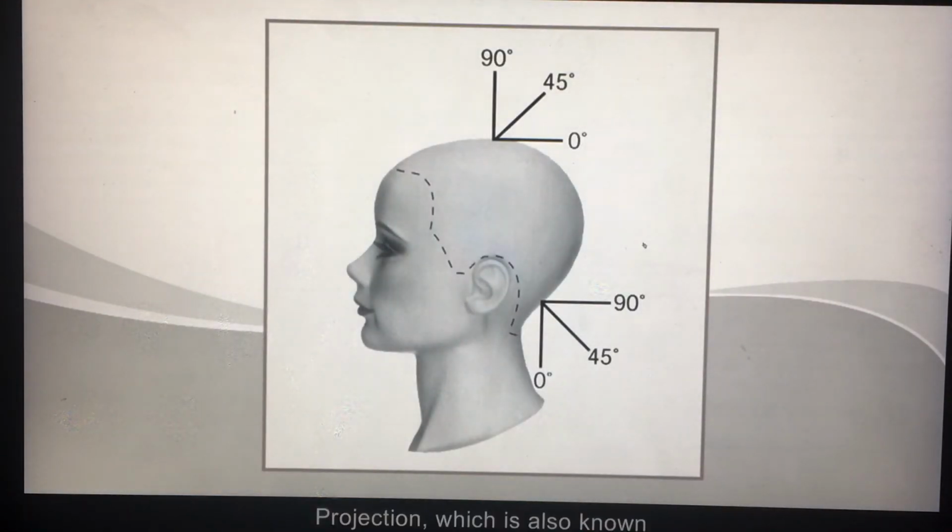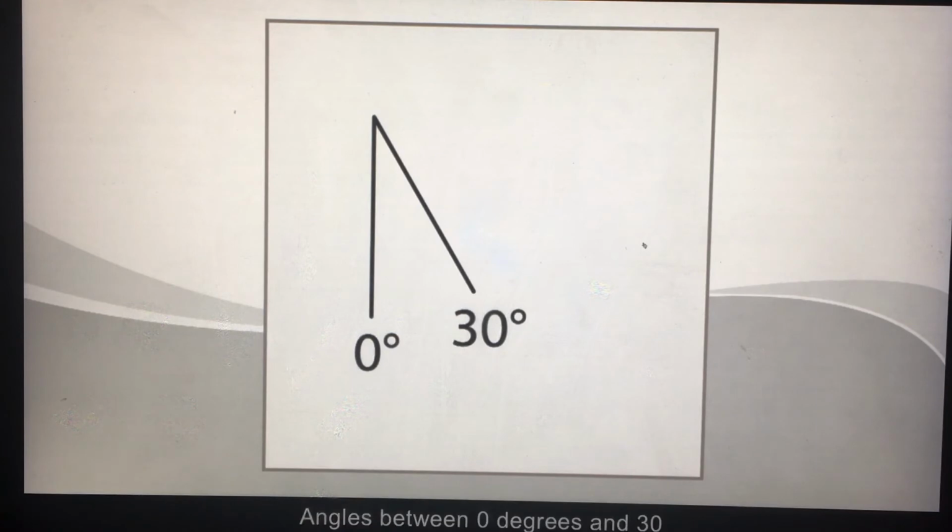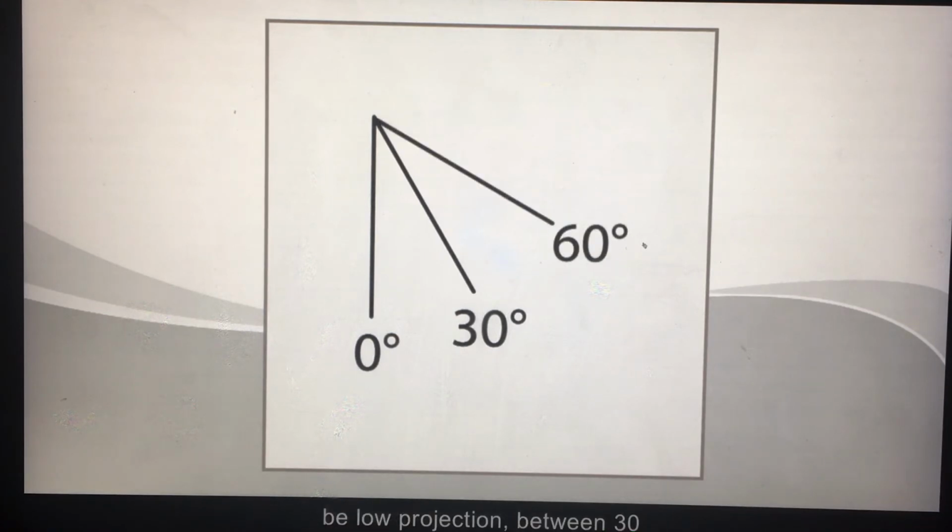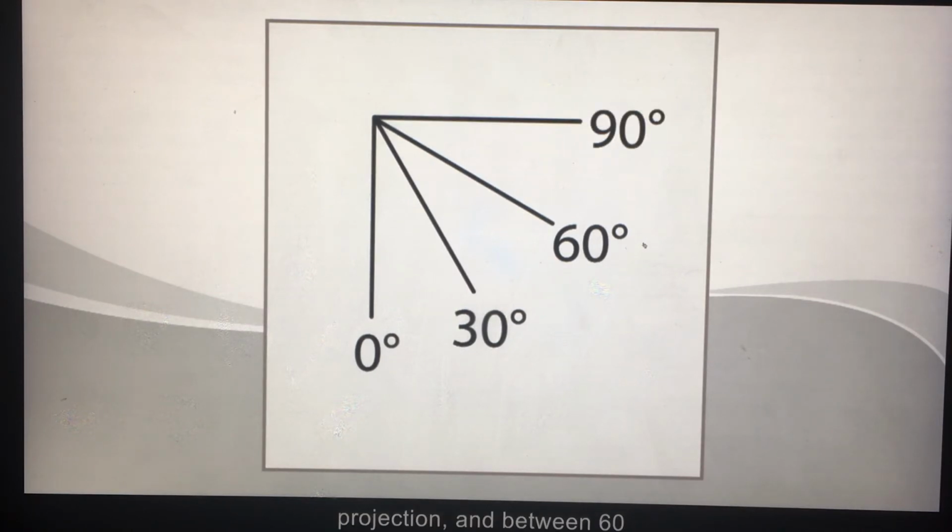Projection, which is also known as elevation, is the angle at which the hair is held in relation to the curve of the head prior to cutting. The most common projection angles used are 0 degrees, 45 degrees, and 90 degrees. Angles between 0 degrees and 30 degrees are considered to be low projection, between 30 degrees and 60 degrees, medium projection, and between 60 degrees and 90 degrees, high projection.